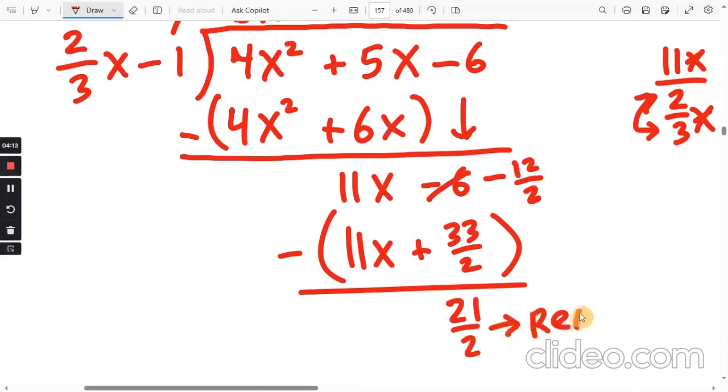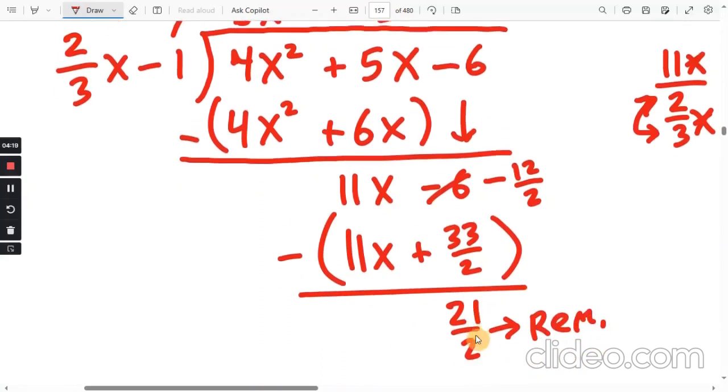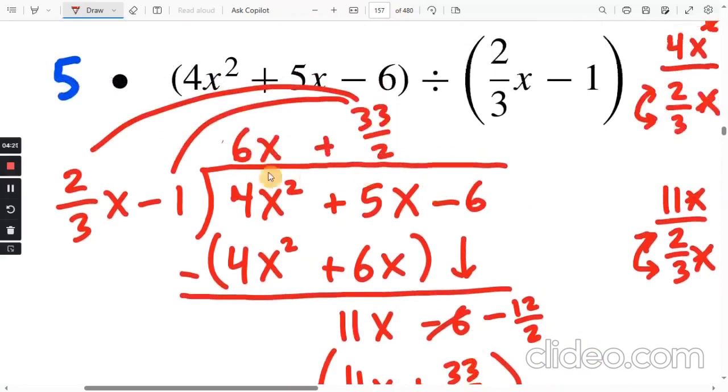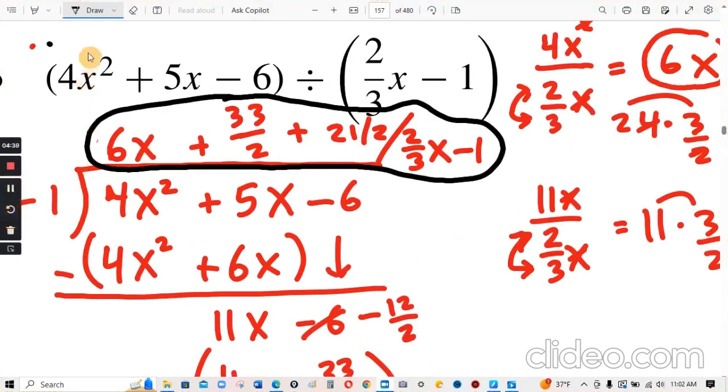So that right there is the remainder. All right, so the positive 21/2 is going to be plus 21/2 divided by 2/3 x minus 1. A little sloppy there, but that right there is the final answer.